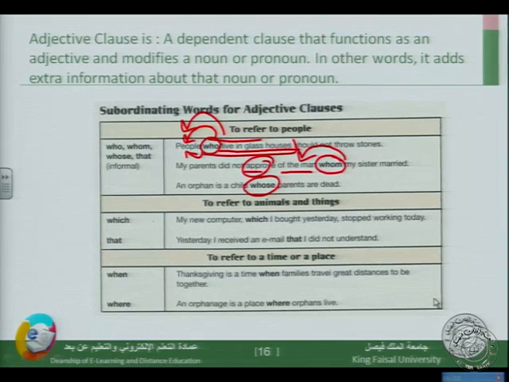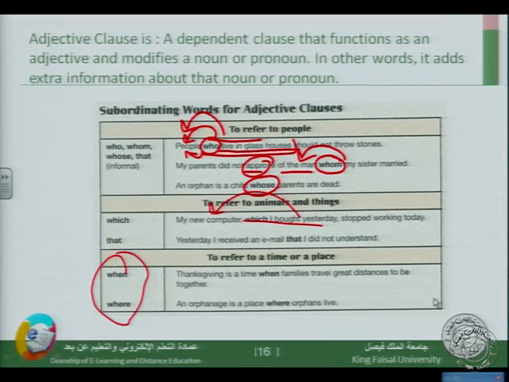My new computer: I don't say "who," "whom," or "whose" because a computer is not a person. Things, objects: "which I bought yesterday stopped working today." "Which I bought yesterday" describes my new computer, so we call it an adjective clause. It modifies a noun, which is "my new computer." Yesterday I received an email that I didn't understand.